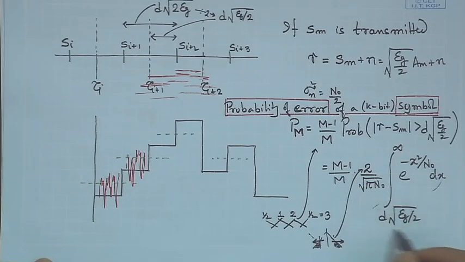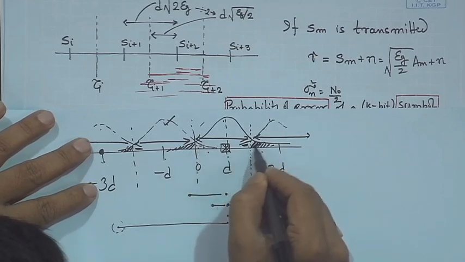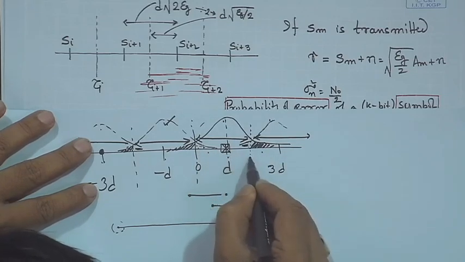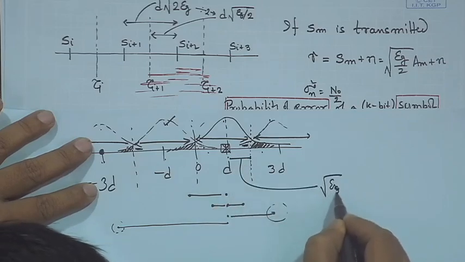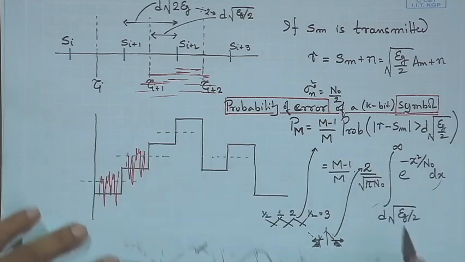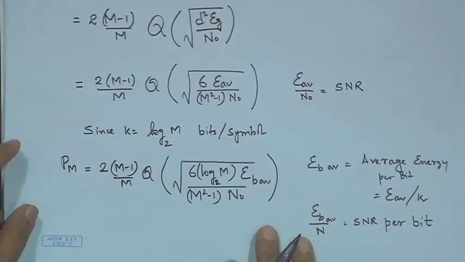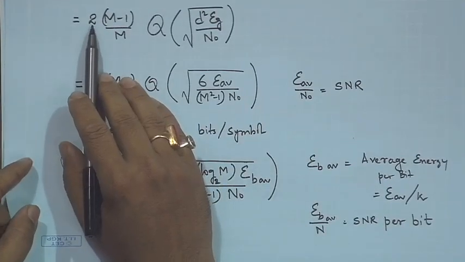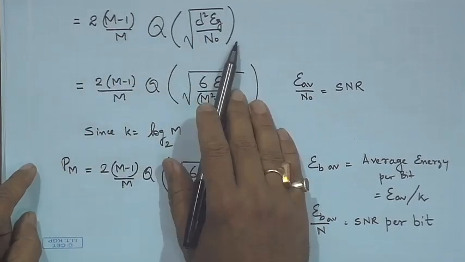And the integration limit is, of course, if you take one of the tails, this is the distance which is root Eg by 2 times d, up till infinity, and this is the result. So, this again you can identify as the Q function of this particular expression. So, the end result is 2 times M minus 1 into Q of this expression.